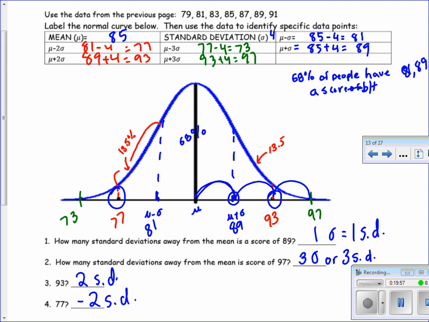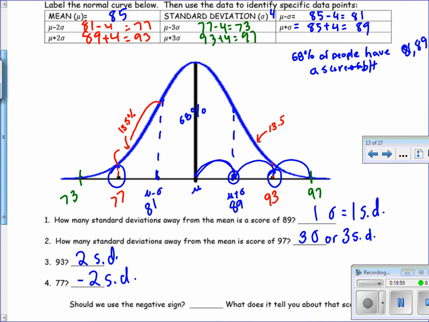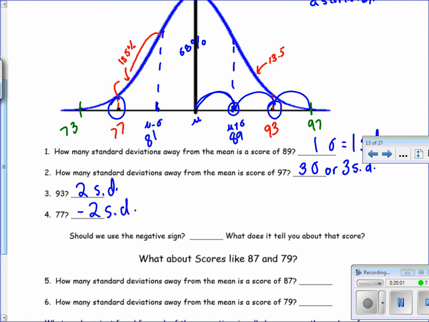And 77, I want to be specific, it's minus 2 standard deviations. This means it's lower than the mean. Should we use the negative signs? Yes, we should use that negative sign because it means that it's lower than the mean. We want to be specific. Okay? What about scores like 87 and 89? So they're falling within one standard deviation. That's how we say it.